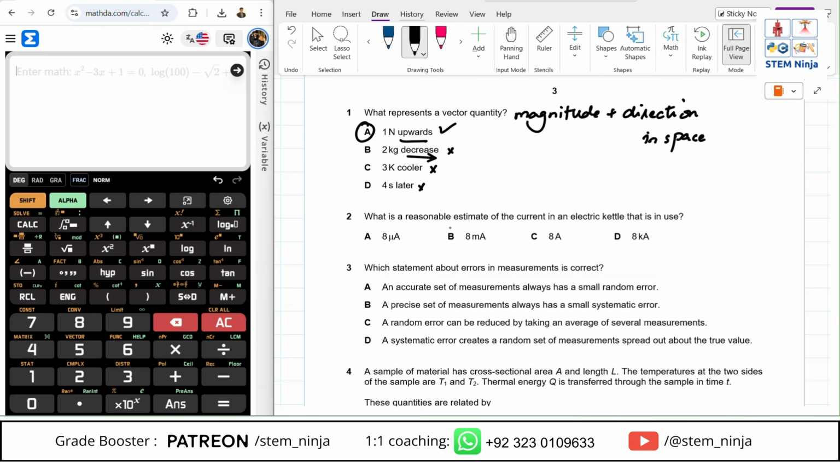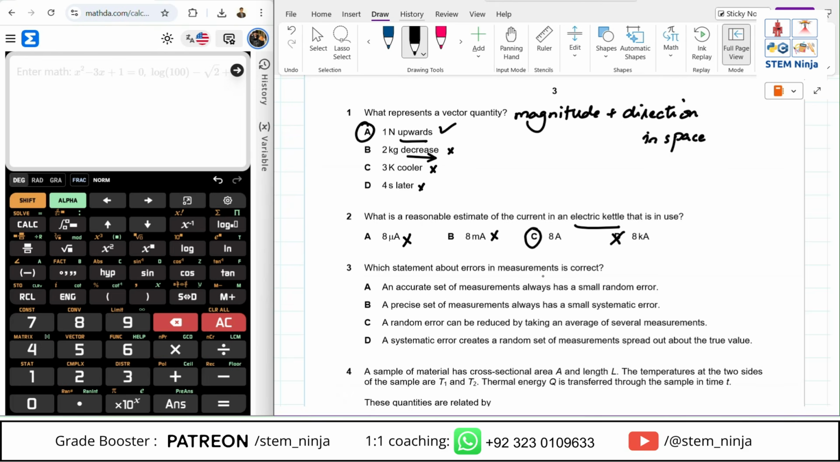Okay. What is a reasonable estimate of the current in an electric kettle that is used? Now, the electric kettle we use in our homes uses a lot of amperes. So microamperes definitely not, milliamperes not. It's not a small LED that consumes less current, and it's not so big that it consumes a lot of ampere. That would lead to a lot of units consumed. 8 amperes is a reasonable amount.